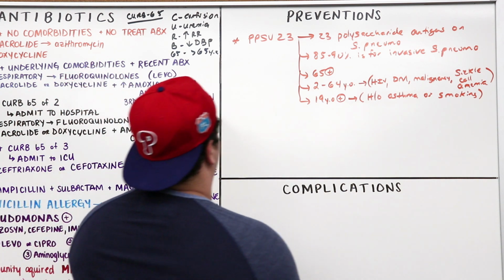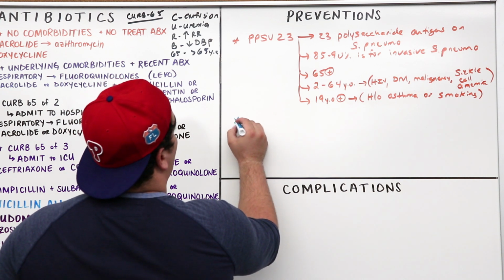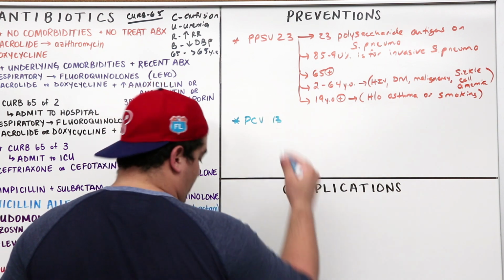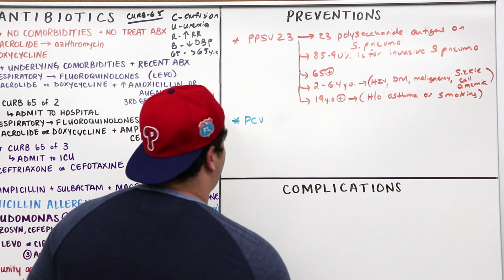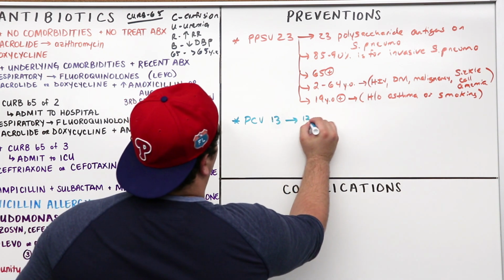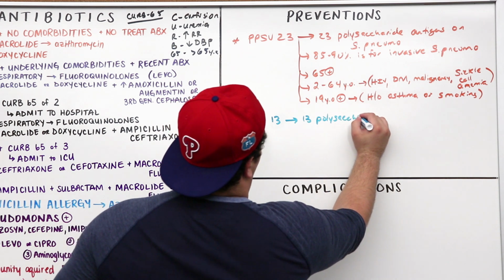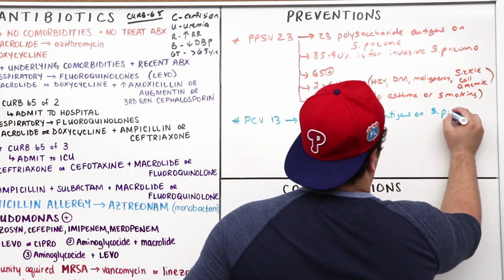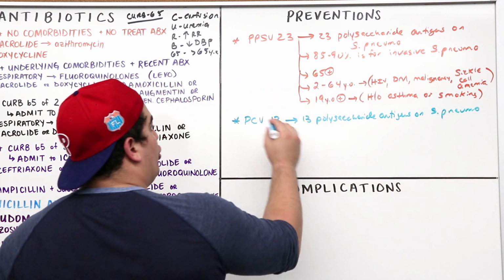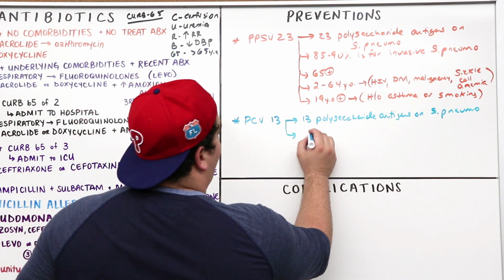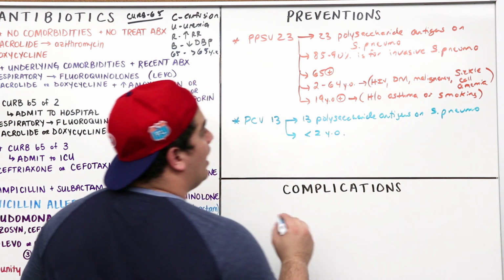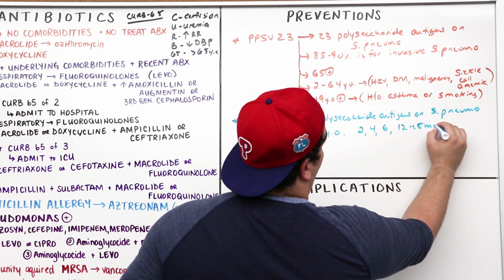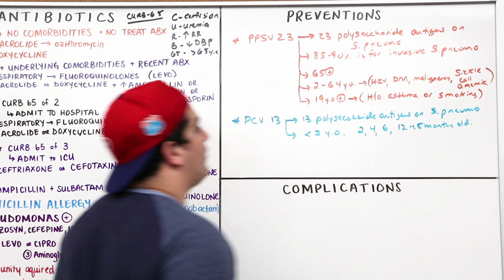And this other one that we can give is called PCV13. And this is the pneumonia conjugate vaccine, right? So PCV13, what does the 13 tell us? It tells us that there are 13 different polysaccharide antigens on strep pneumo. Now, you give this vaccine usually less than 2 years old, okay? And you give it at 2 months, 4 months, 6 months, and 12 to 15 months old, okay?